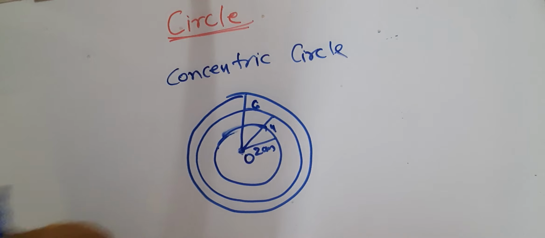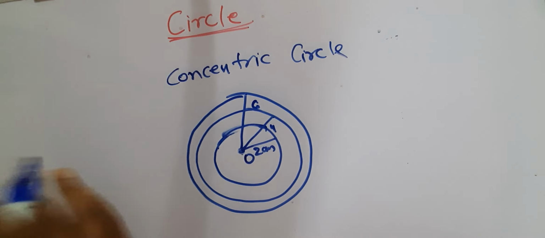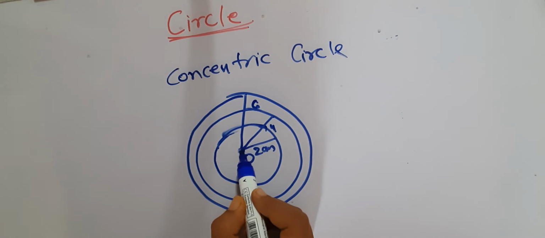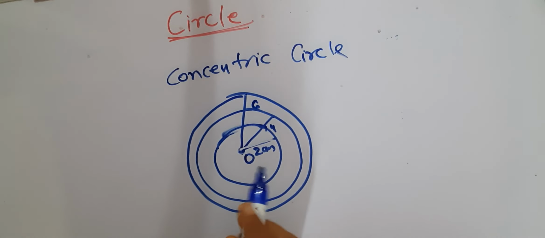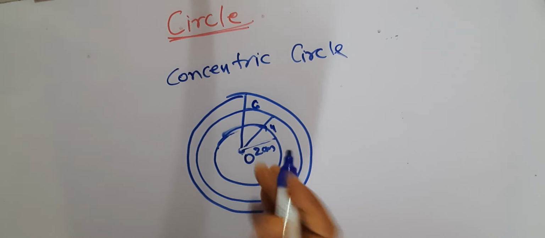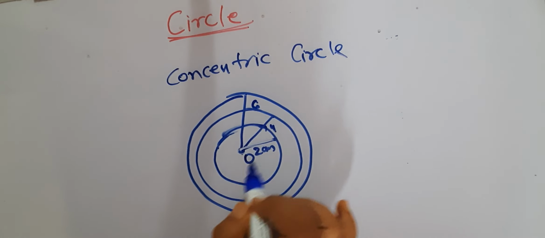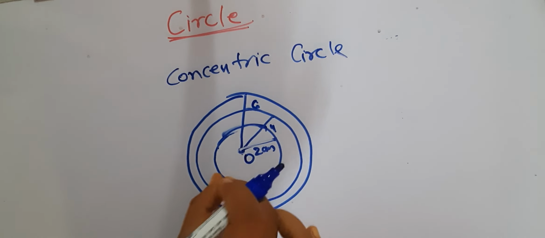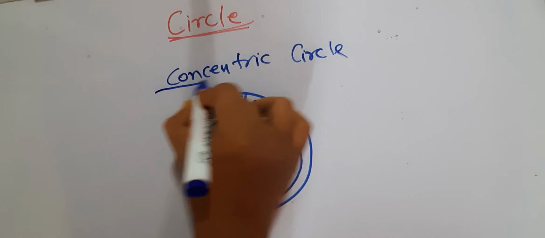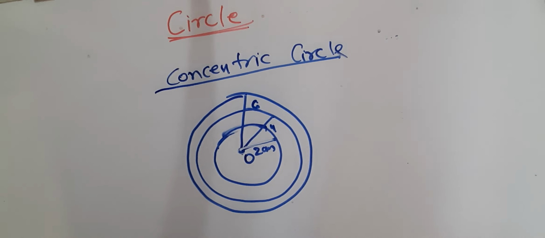When two or more circles have the same center but different radius, obviously they'll have different radius. If they have the same radius, they will be overlapping on each other. Here the radius is 2 centimeter, here it is 4 centimeter and 6 centimeter, but the center is the same. So this type of circle is known as concentric circle. The circles having the same center but different radius are known as concentric circles.